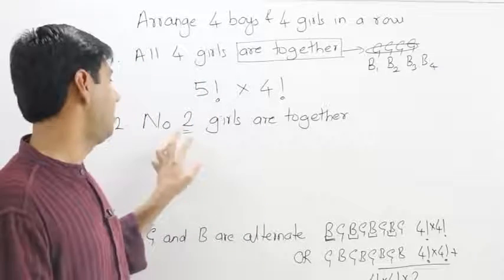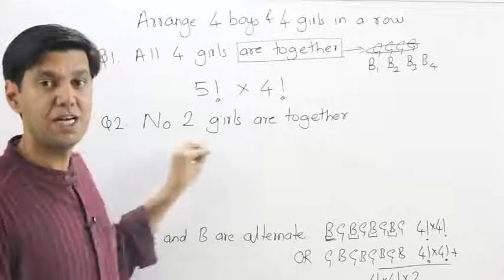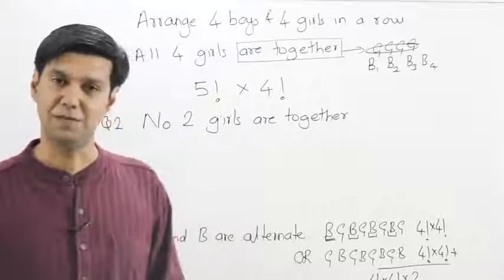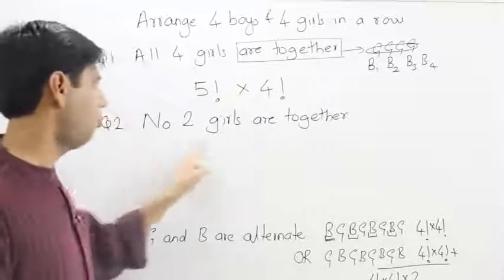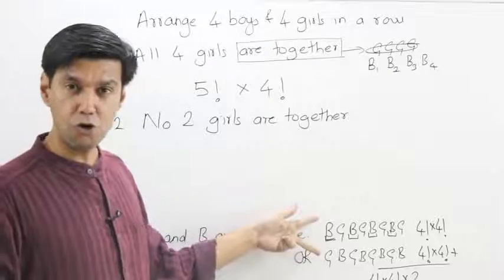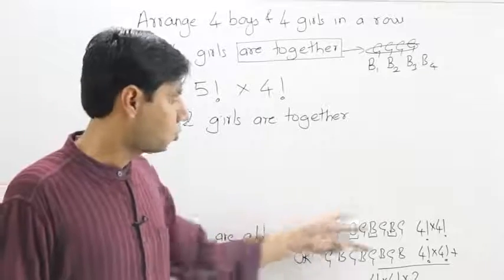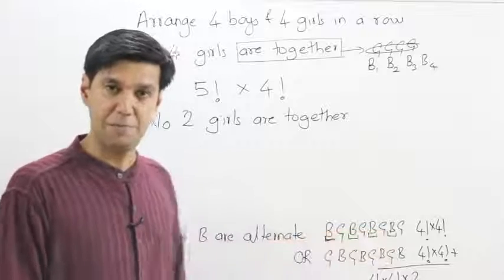We are still left with this question. Is the second question exactly similar to the third question? Let's see, no 2 girls are together. In both of these arrangements, no 2 girls are together. They are always separated by a boy.